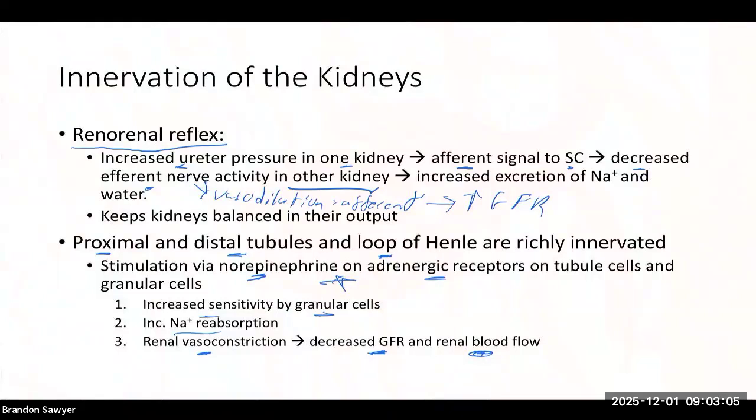By renal vasoconstriction. And so all of these things make sense with what we learned before about the idea that the sympathetic nervous system causes a decrease in production of urine, right? That's what's happening here, right? These are just three mechanisms as to how activating adrenergic receptors throughout the kidneys will decrease urine production.